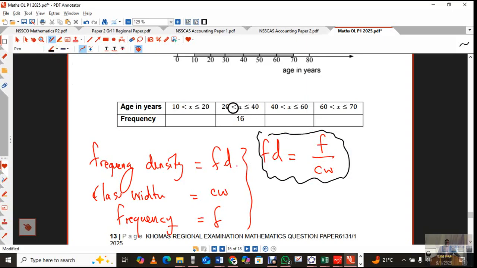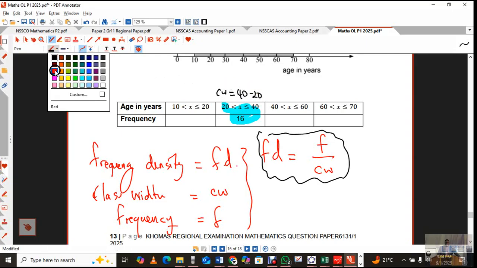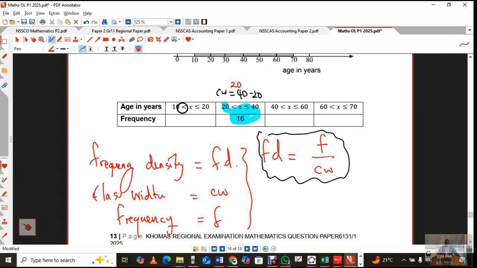I know in this one that I have, the one that is completed for me, this one over here, I know the class width, I know the frequency. What is the class width? The class width is 40 minus 20. The class width here is 20. You agree with me? The class width is 20. What is the class width here? 20 minus 10, the class width is 10. So this one is class width. Okay, are you with me?